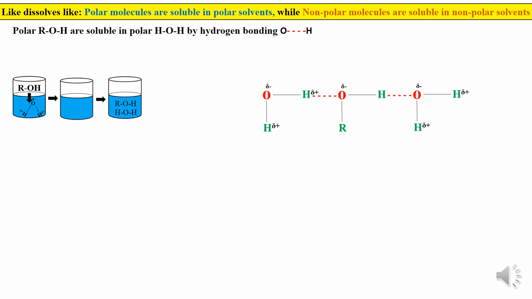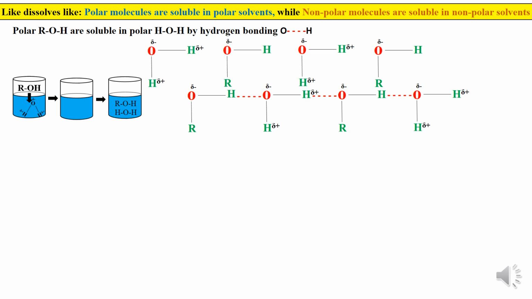So here you find the hydrogen bonding between the hydrogen atom of the water molecule and the electronegative oxygen atom of the alcohol molecule. So that is one way of looking at the hydrogen bonding between the alcohol and water molecules.